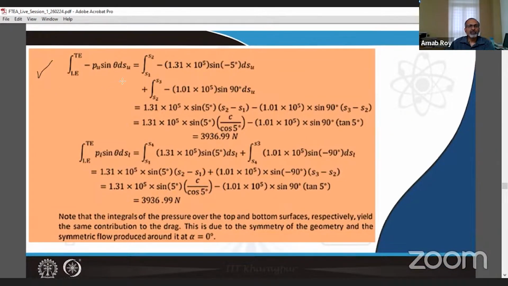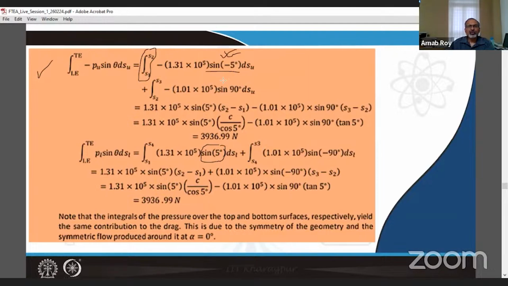So when it's the upper surface, the limits along the inclined surface need to be S1 to S2, and you use the appropriate inclination of the surface. Notice that this is going counterclockwise, and when it is the lower surface, on the other hand, it will be clockwise, and therefore there's a difference in sign.